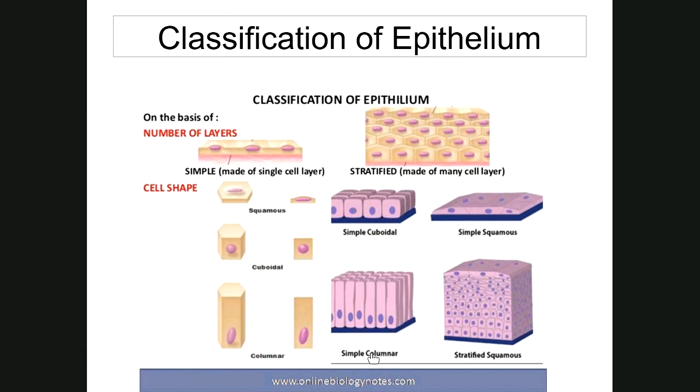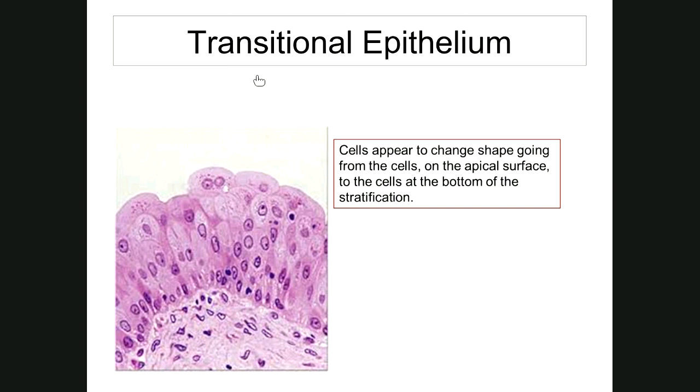Our next one is called transitional. When something's in transitional, it appears to be in a changing shape, a combination of shapes from columnar to cuboidal. So it says cells appear to change shape, going from the cells on the apical surface to the cells at the bottom of stratification. Now, one thing I noticed about this one, transitional epithelium can be found lining the urinary bladder, in your ureters, which are the tubes from the kidneys to the urinary bladder.